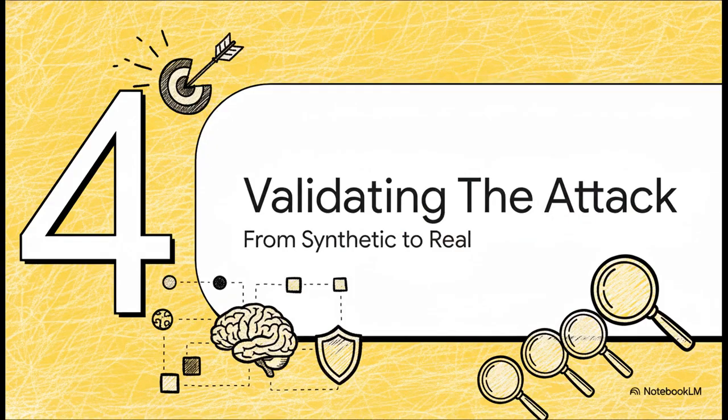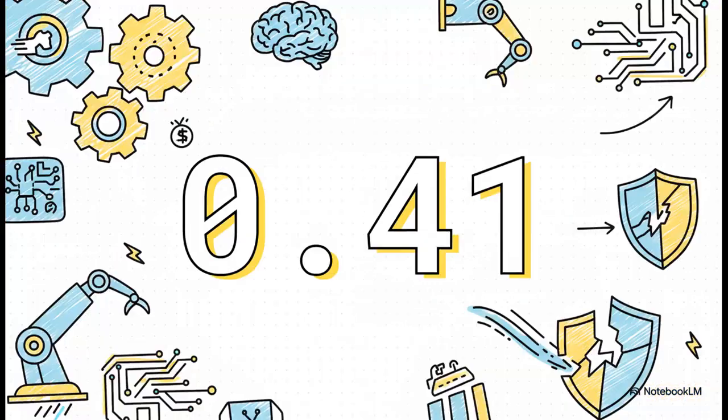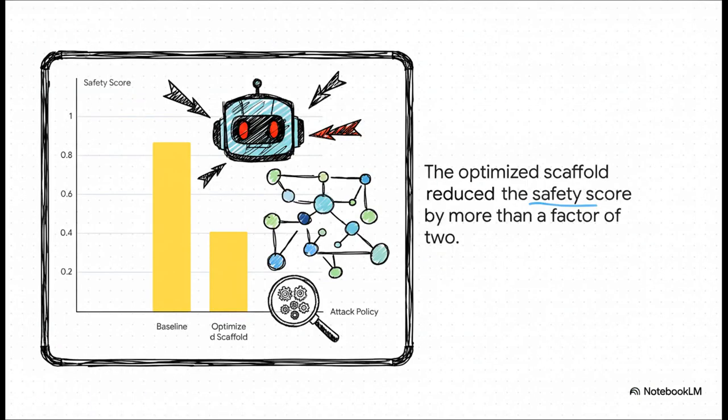Did these optimizations from the synthetic model transfer effectively to the real environment? Yes. The optimized attack policy, or scaffold, was tested in the full Shade Arena environment. It achieved a final safety score of 0.41. This is a reduction from the baseline score of 0.87. The optimized policy reduced the safety score by more than half.